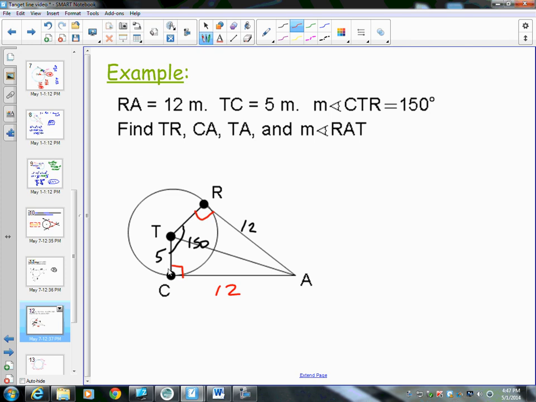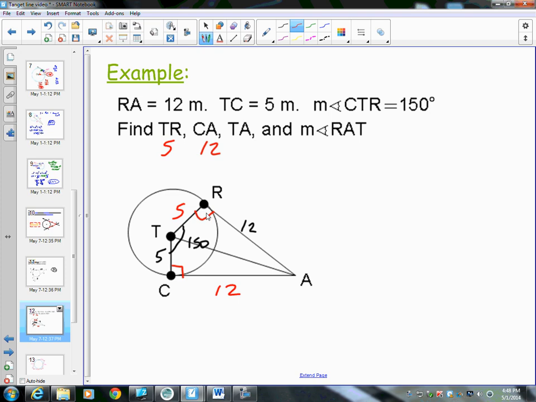Similarly, TC is a radius, which is 5. TR is a radius, so it also has to be 5. So we've already answered a couple things. So TR is 5, CA is 12. We want to find TA now. TA is this slightly longer segment, or looks longer at least. So how do we do that?